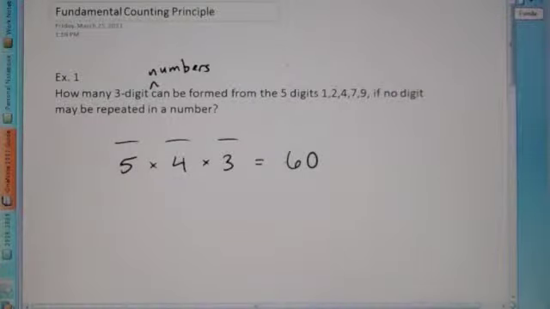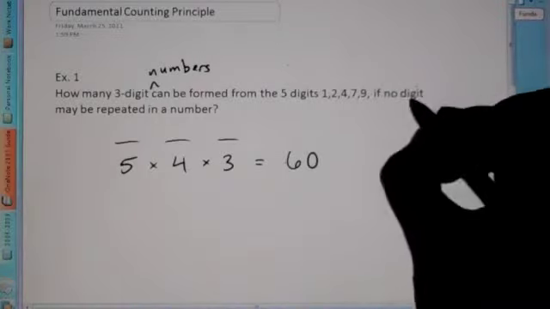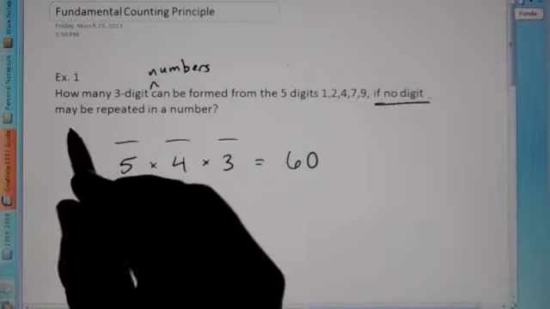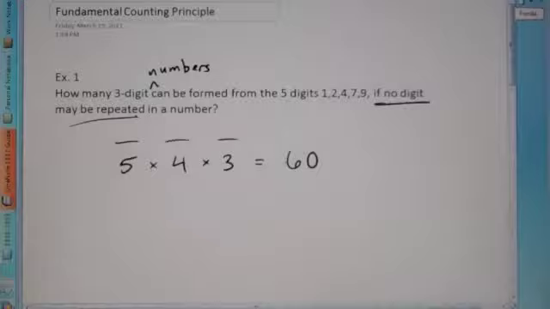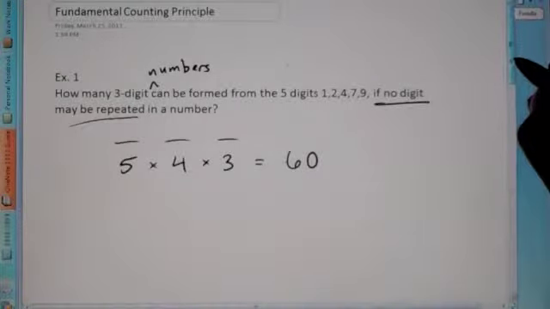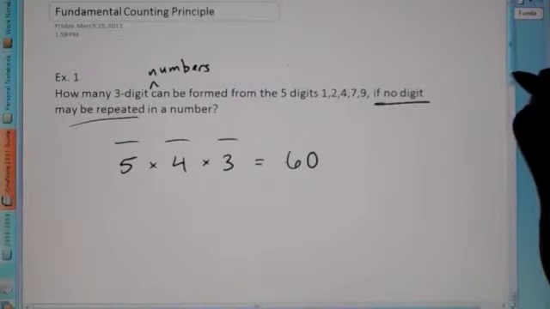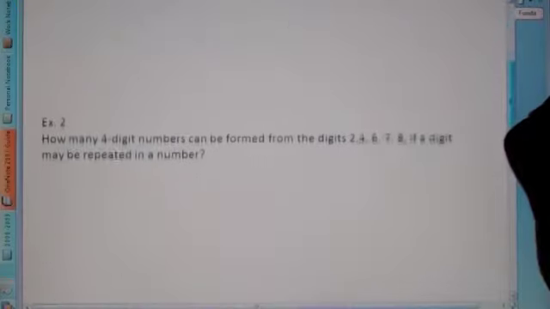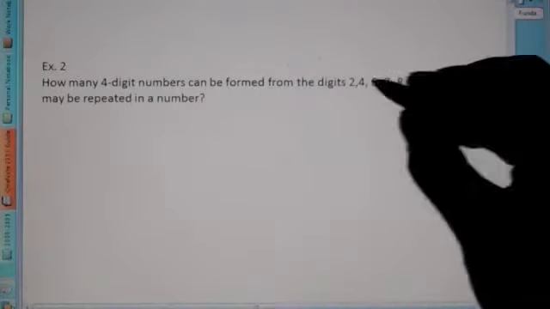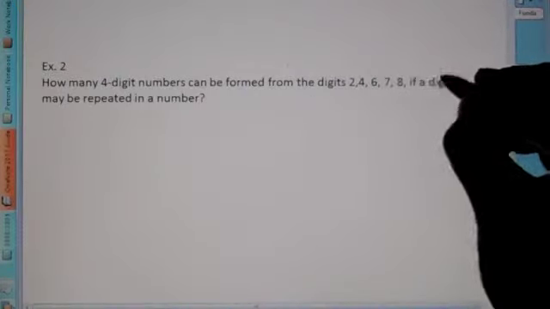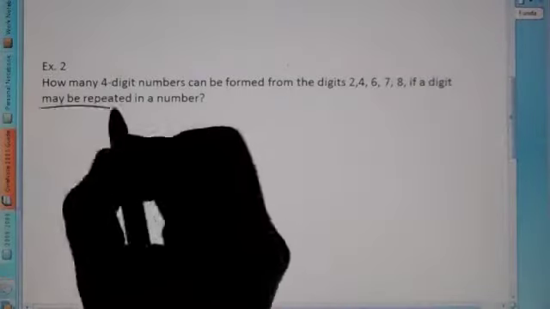Again, it's pretty simple. The thing to look out for is no digit may be repeated. That's what you have to look for when it says it can be or cannot be. Our next example says how many 4-digit numbers can be formed from these digits if a digit may be repeated. So now it may be repeated.